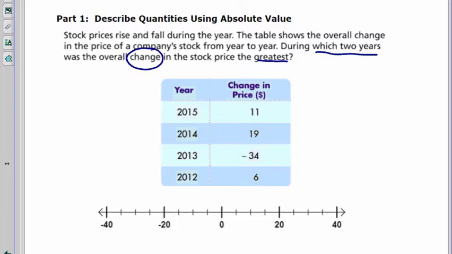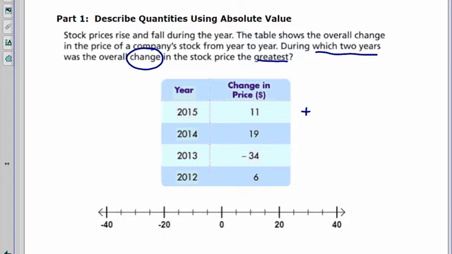So here it looks like in 2015, the price went up $11. The positive sign isn't always written. If there's no symbol, we assume it to be positive. In 2014, it went up $19. In 2013, it went down $34. And in 2012, it went up $6.